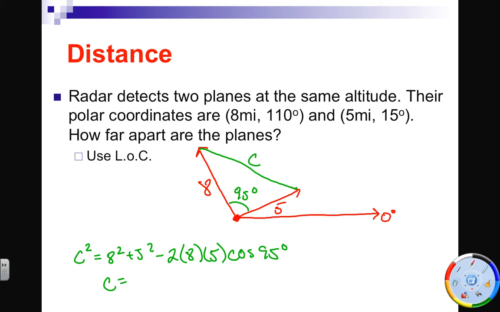Let's do that really quick. Square root of 64 plus 25 minus, what is that? 40 times 2 is 80. And then I write 80 cosine 95. Make sure I'm in degree mode. I get 9.7, or 9.8, really. And we're dealing with miles, so they are 9.8 miles apart. And that does make sense that that has to be bigger than 8 because 95 has to be the biggest angle in my triangle.